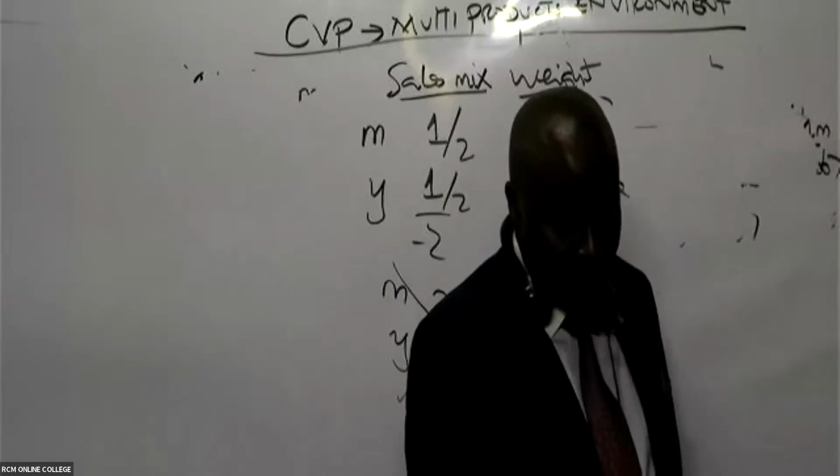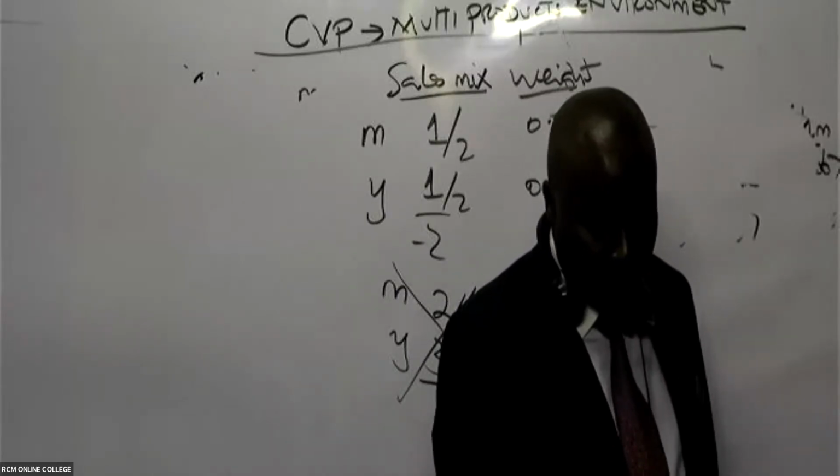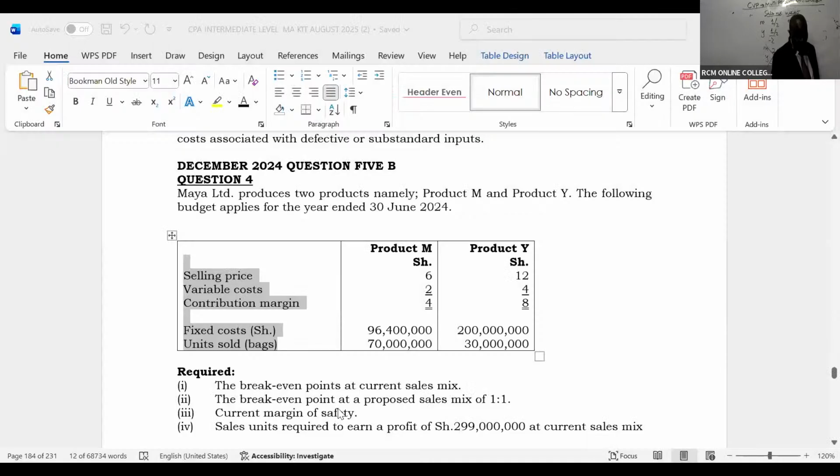Now let's see what you guys will be able to do for Roman 2, where they want us to give them the break-even point at the proposed sales mix of 1:1. I want you to get the break-even point in quantity and then the break-even point in sales revenue. That one, I'm leaving it to you, and I'm giving you exactly 5 minutes.